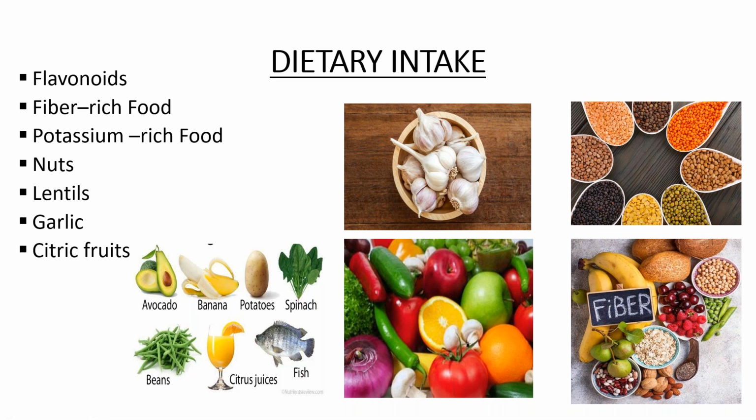They decrease blood pressure in the arteries, relaxing. They relax the blood vessels. So what happens is all these are required to reduce the varicose vein. So eating flavonoids is very important. Number 2 is fiber-rich food.